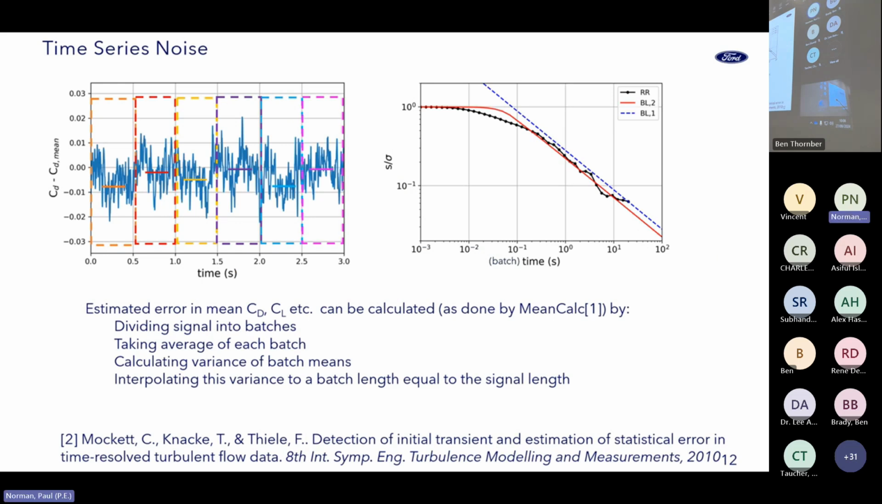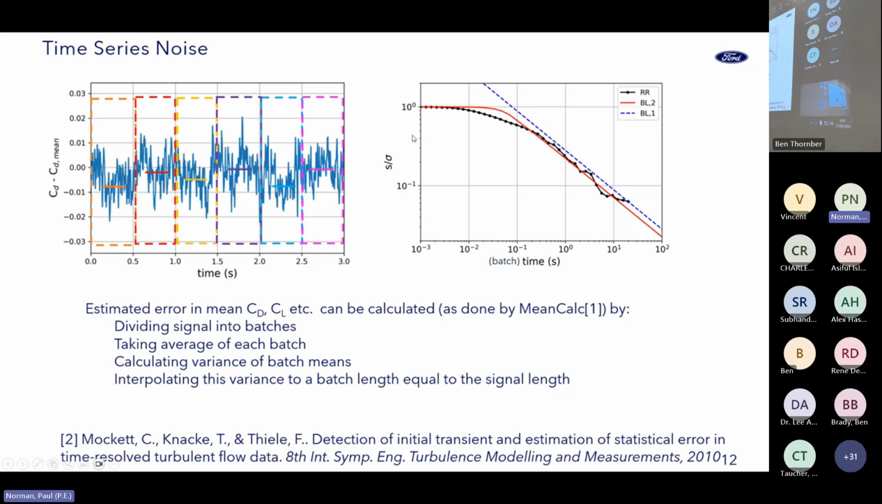So we're going to go into a little bit more depth with the method. I just wanted to give a background on the mean calc method. This is how you estimate the uncertainty in the mean of a time series. Basically, you batch the signal up into batches of, say, 0.5 seconds in this example. You take the average of each batch, and then you take the standard deviation of the batch means. And then you can increase the batch length and extrapolate with time.